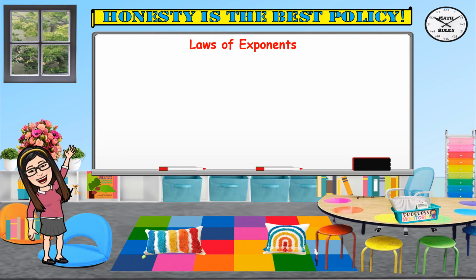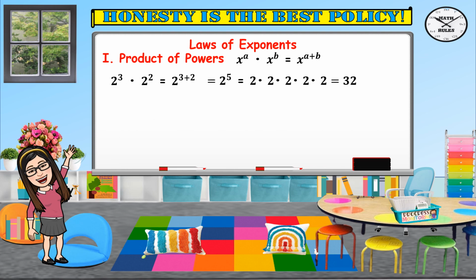Let's proceed to laws of exponents. So, if you can still remember, product of powers, so we have common base and the exponent will be added. Ayan. So, example, we have 2 cubed times 2 squared, which is equivalent to 2 to the power of 3 plus 2. So, we have 2 to the 5th power. So, you multiply 2, 5 times by itself. 2 times 2 times 2 times 2 times 2. 2 times 2, 4 times 2, 8 times 2, 16 times 2, 32 is the answer. That is under product of powers.